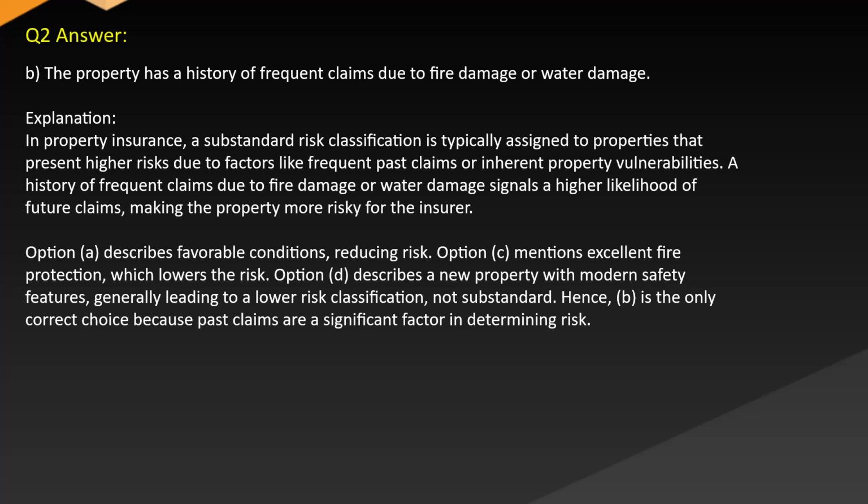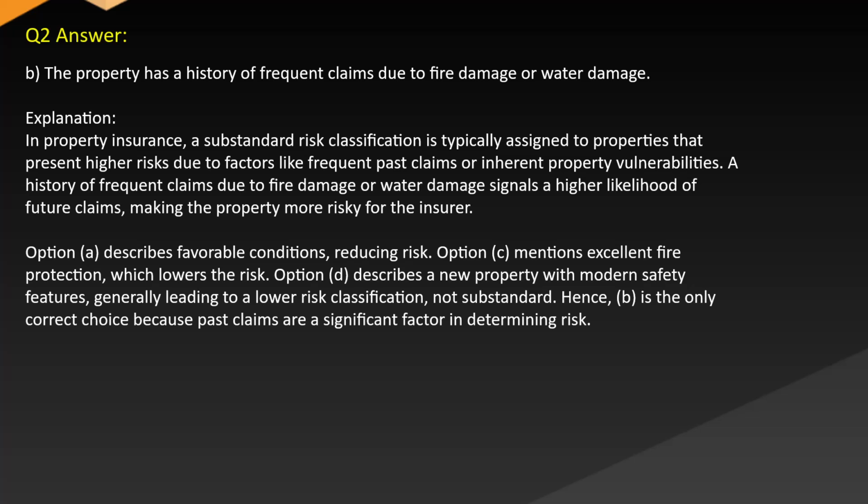Explanation: in property insurance, a substandard risk classification is typically assigned to properties that present higher risks due to factors like frequent past claims or inherent property vulnerabilities. A history of frequent claims due to fire damage or water damage signals a higher likelihood of future claims, making the property more risky for the insurer.